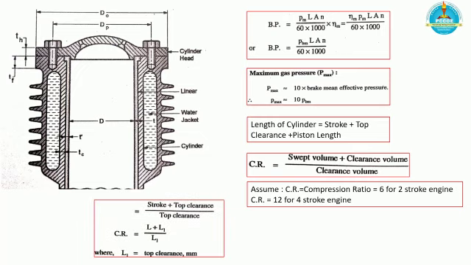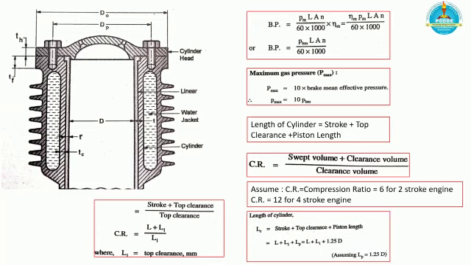So we can calculate the compression ratio. Actually we will assume the compression ratio, and from the formula, compression ratio is equal to stroke length plus top clearance upon top clearance. So we can calculate L1, which is the top clearance value, and finally the length of the cylinder LC, because already we have calculated the stroke, top clearance is obtained from the compression ratio, and piston length is taken empirically as 1.25 times the bore diameter, that is 1.25 D. Finally we can calculate the length of the cylinder.